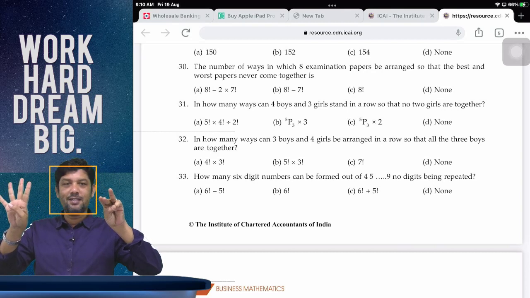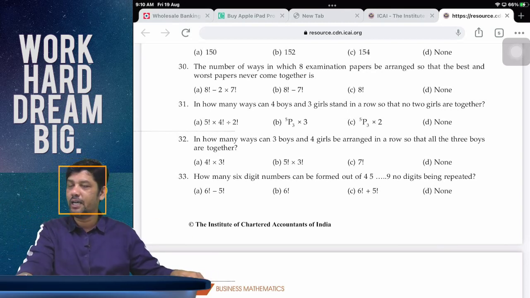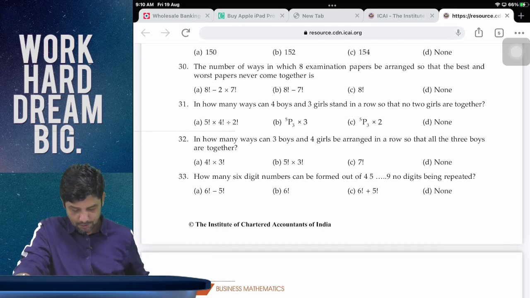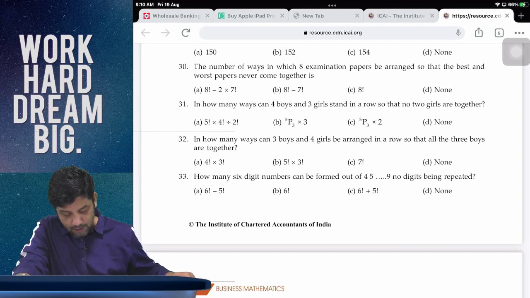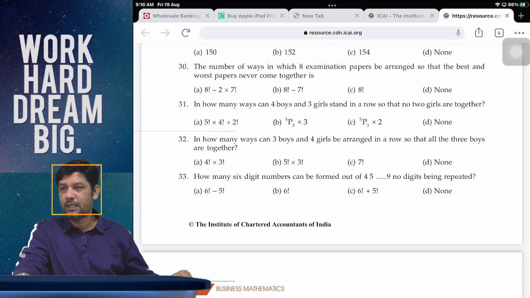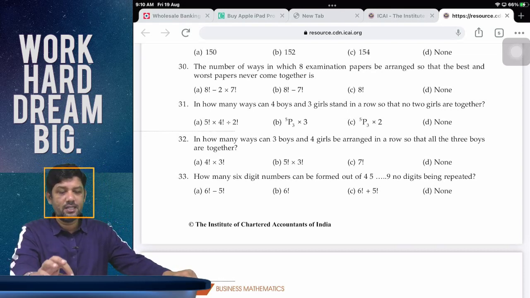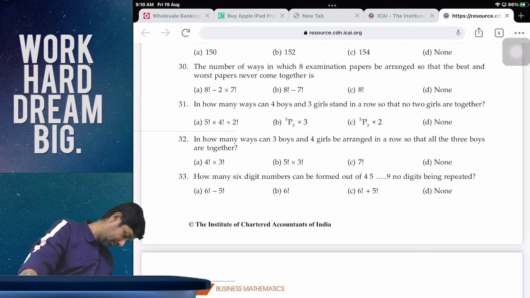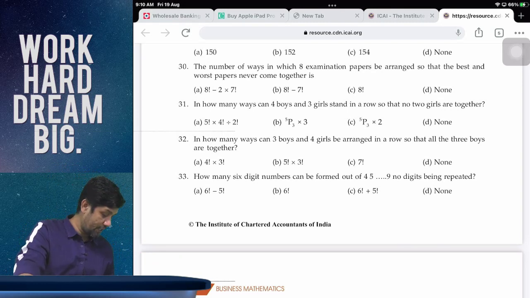4 factorial into 5p3. Check what answer you are getting. Option A. Okay, 4 factorial into 5p3. What are you getting? 24 into 60, Amma. 5p3 is 60. 1440. Take the option and check whether the same number is coming or not. Correct? Is it option A?